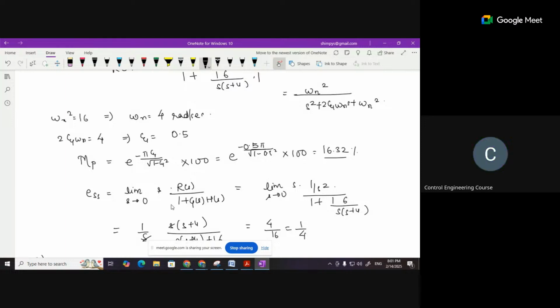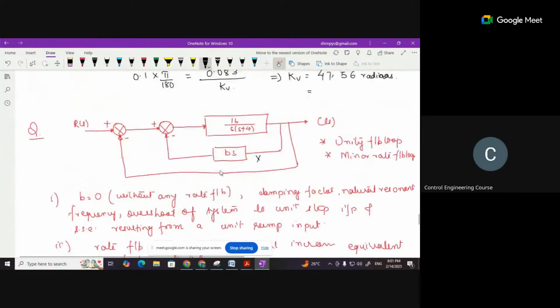Now see, the next part, you have to determine the rate feedback constant. That is, you have to find out the value of B. This is the rate feedback constant. You have to find the value of B which will increase the equivalent damping factor of the system to 0.8. That is, zeta will be equal to 0.8.